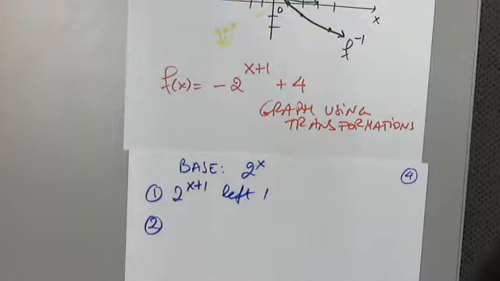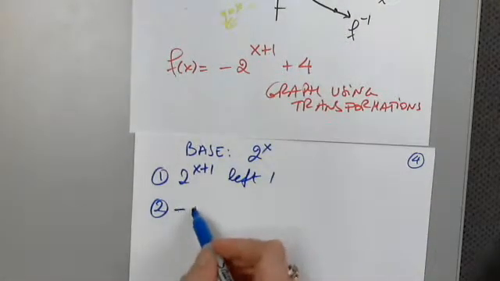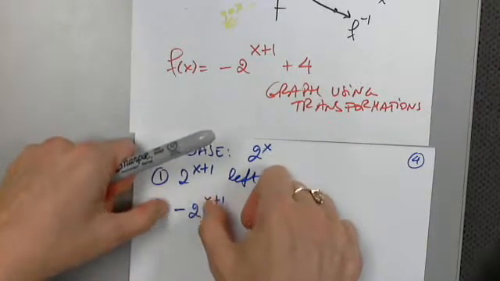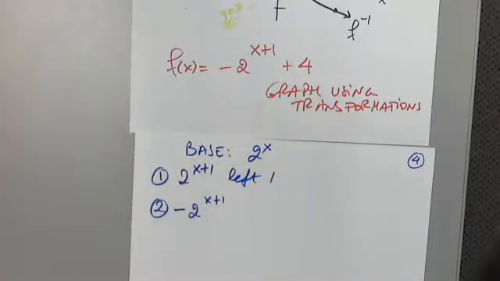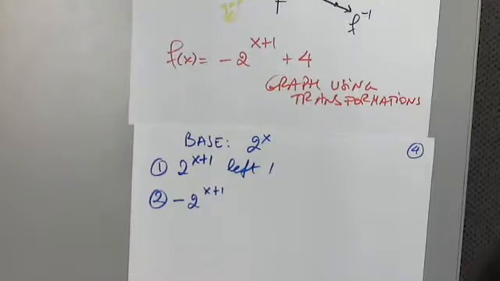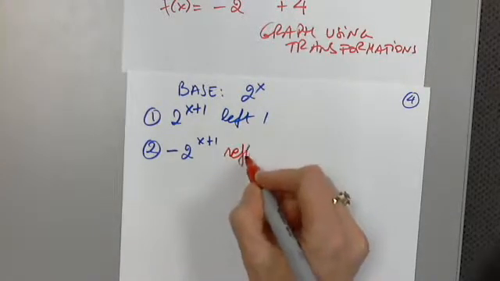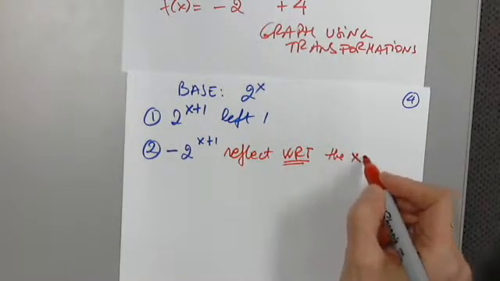Number 2. Next one is the transformation on number 1. And in order of operations, I have negative 2 raised to x plus 1. Notice that we don't have parentheses here, right? So it's 2 raised to x plus 1 and then multiply the answer by negative 1. So what transformation is that? Remember, negative 1 does not touch x, but it touches y, and flips. Very good. Reflect with respect to the x-axis.